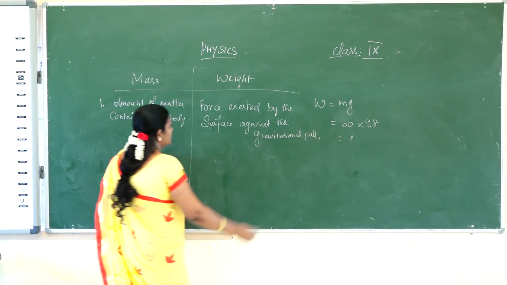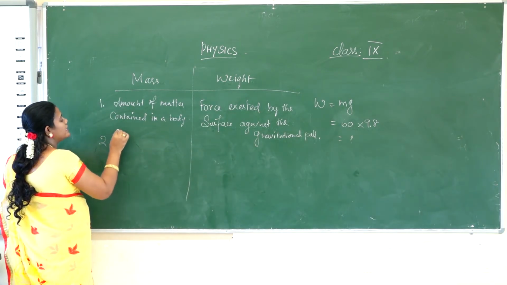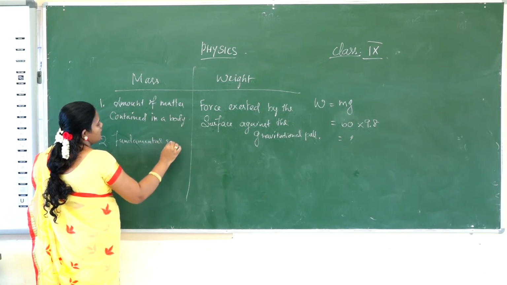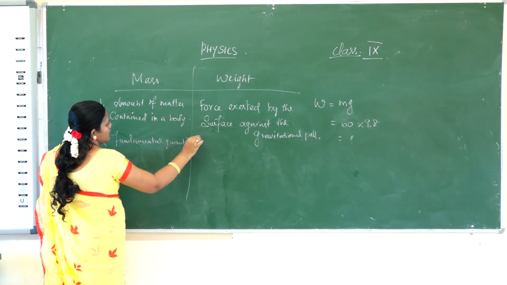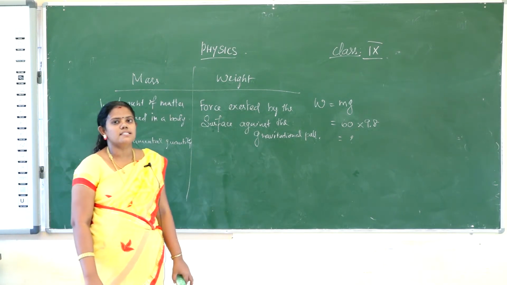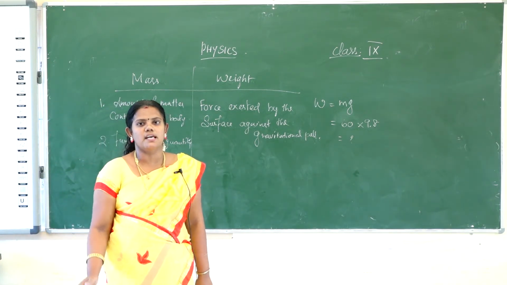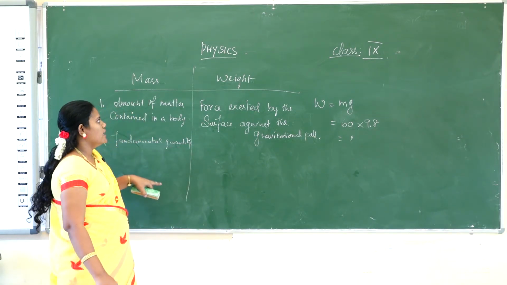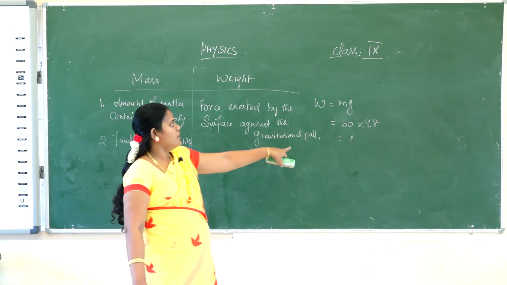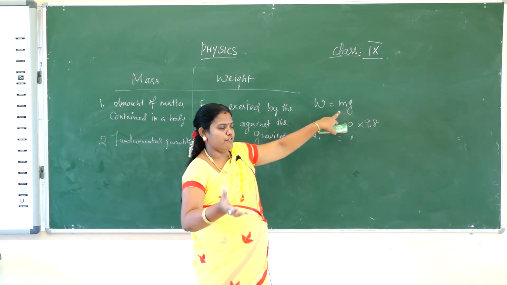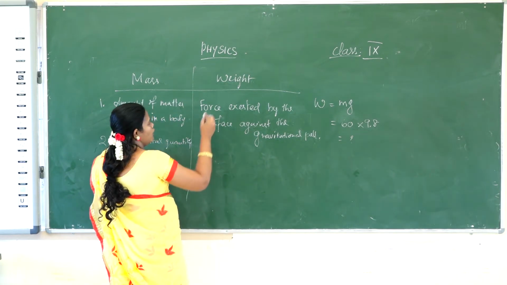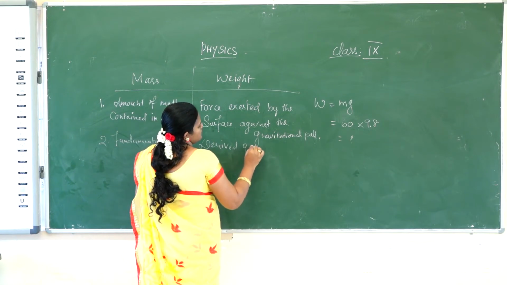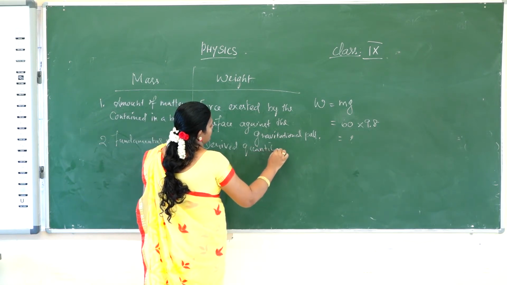And what is the second point? Mass is a fundamental quantity. What is a fundamental quantity? That is a basic quantity. What are the basic quantities? Length, mass, time, temperature, amount of substance, electric current and luminous intensity. Those are all fundamental quantities. But weight is calculated from M and G, so it is derived from other quantities. So weight is a derived quantity. Derived quantity means it is derived from the fundamental quantities.